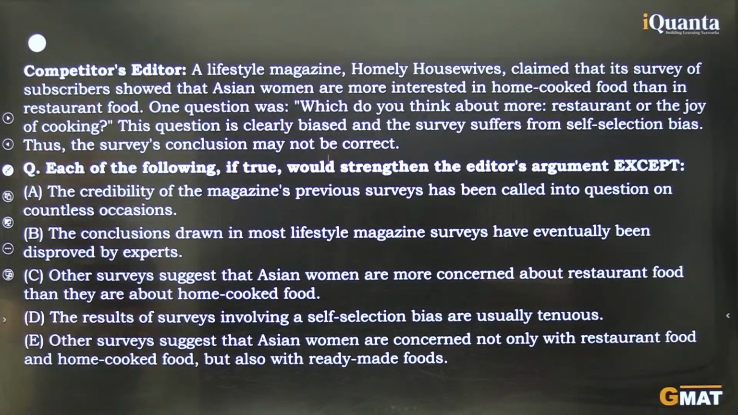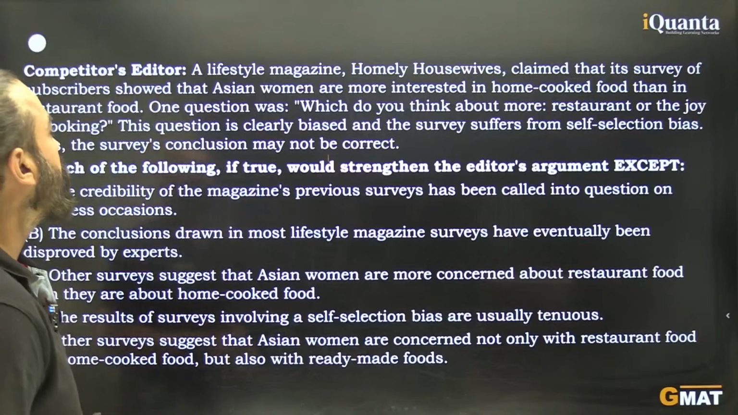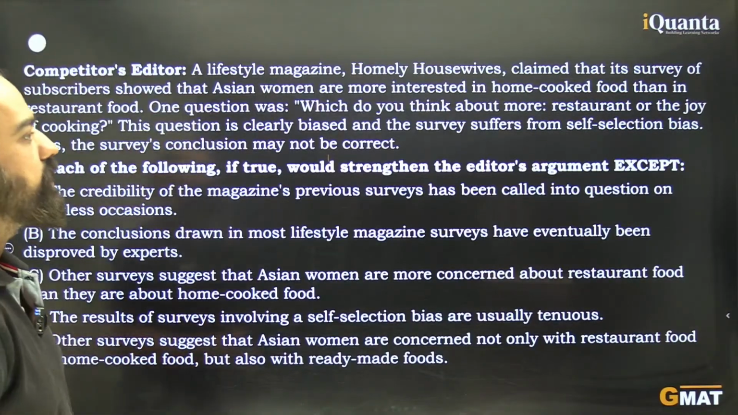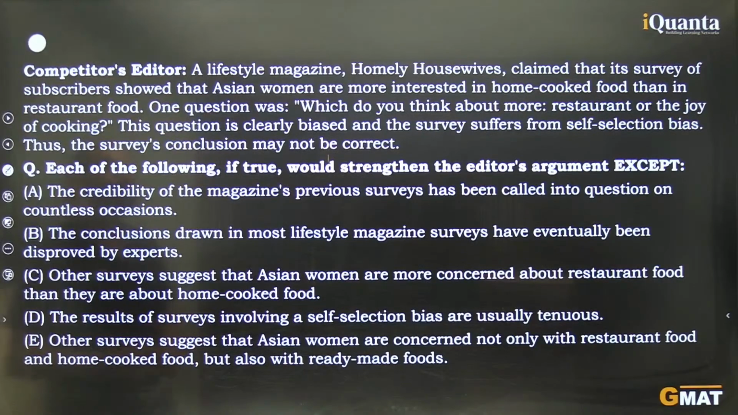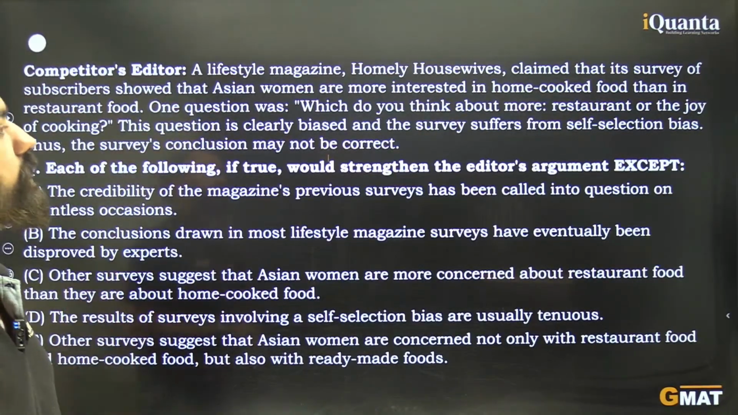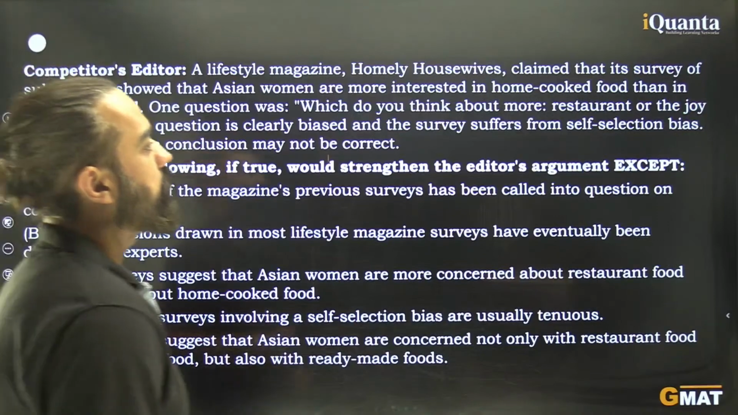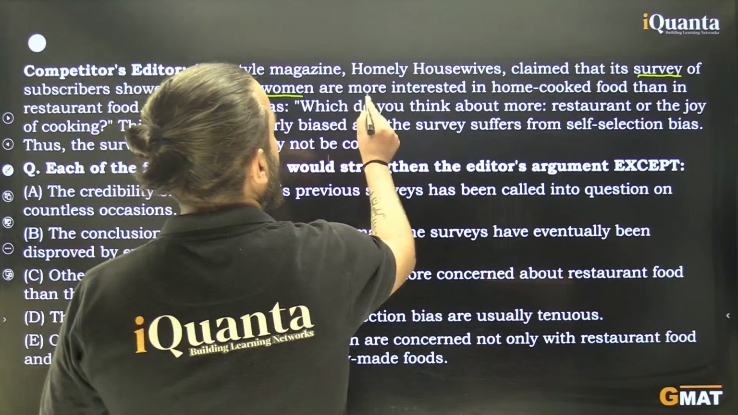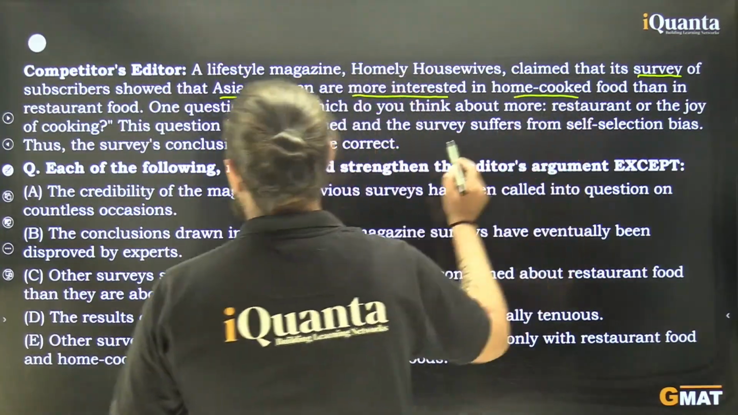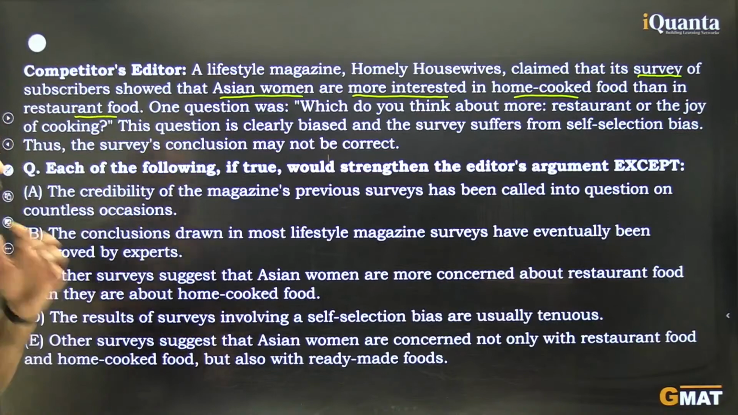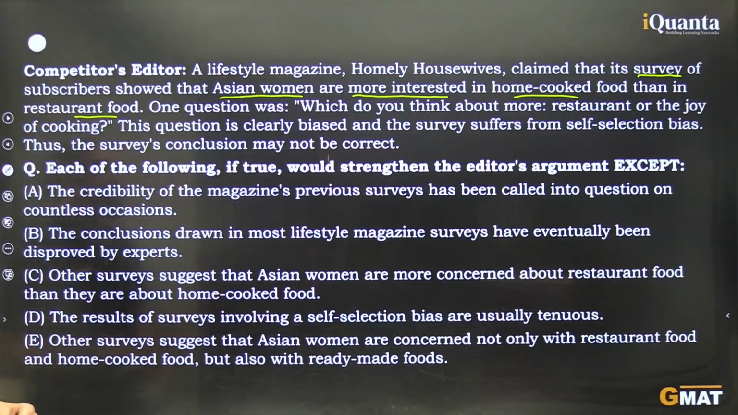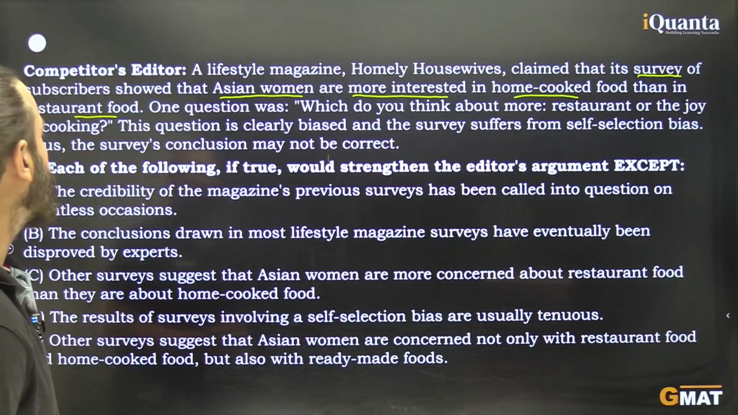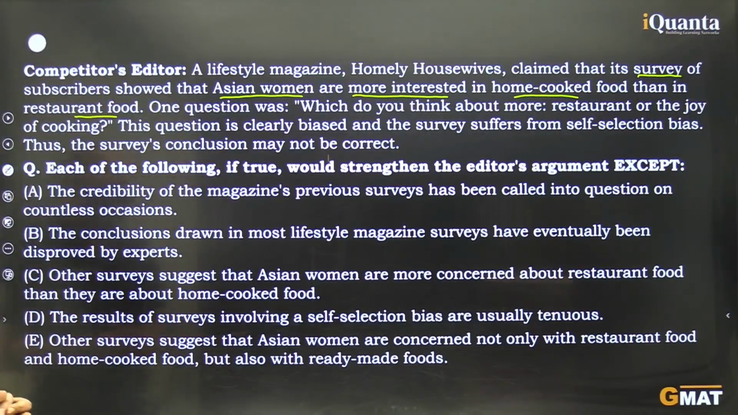Let's see what we have here. Competitors editor. A lifestyle magazine, Homely Housewives, claimed that its survey of subscribers showed that Asian women are more interested in home cooked food than in restaurant food. Its survey, Asian women more interested home cooked than restaurant food. One question was, which do you think about more, restaurant or the joy of cooking? This question is clearly biased and the survey suffers from self-selection bias. Thus, the survey's conclusion may not be correct.